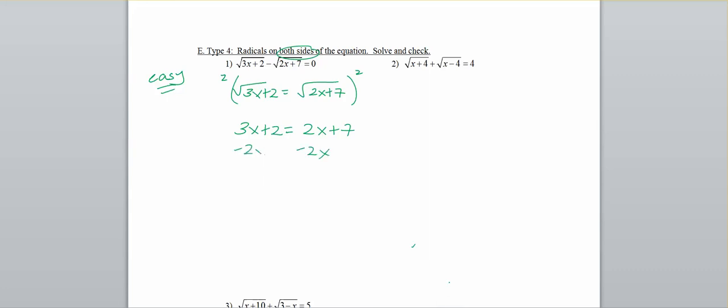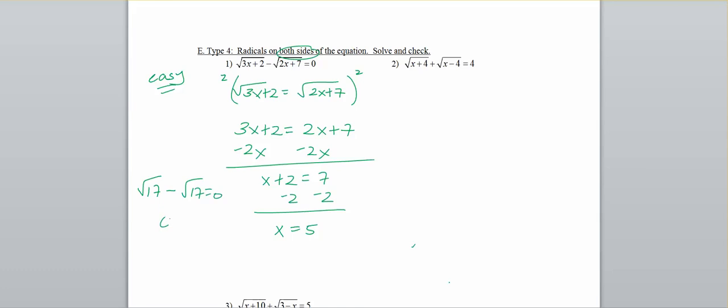Let's go ahead and solve for x. So x plus 2 equals 7. I'm going to take away 2, so x is 5. You do need to check it, right? So go back to the beginning and say, okay, if I plug in 5, 3 times 5 is 15. 15 plus 2 is 17. So I have root 17. Minus 2 times 5 is 10. 10 plus 7 is 17. Does that equal 0? And it does. So x is 5 truly is a solution to the problem.